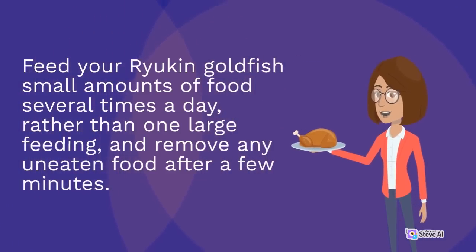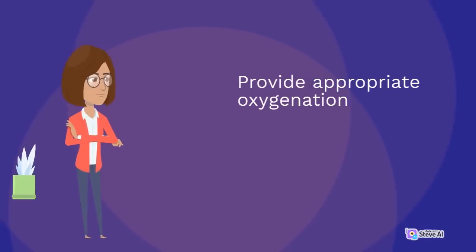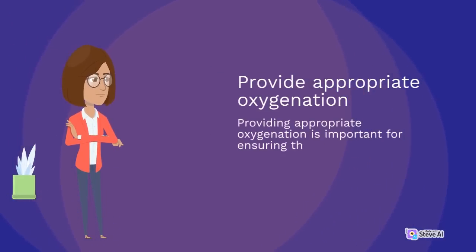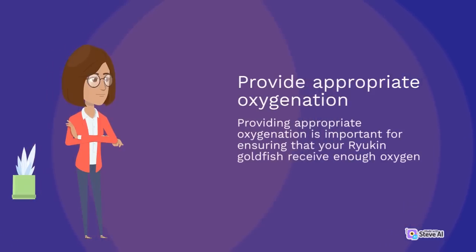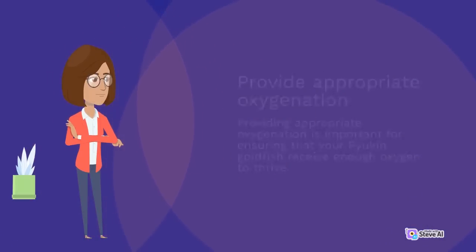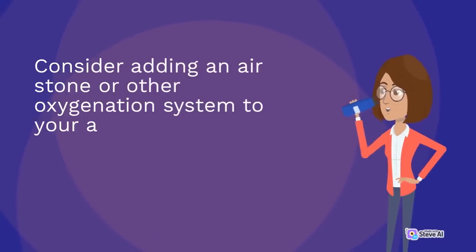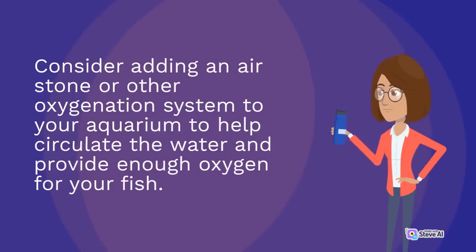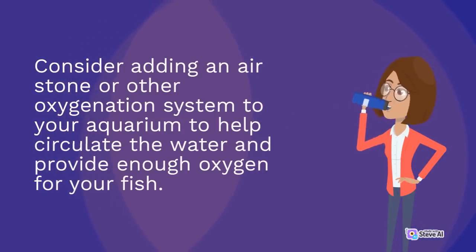Provide appropriate oxygenation. Providing appropriate oxygenation is important for ensuring that your Ryukyu goldfish receive enough oxygen to thrive. Consider adding an air stone or other oxygenation system to your aquarium to help circulate the water and provide enough oxygen for your fish.